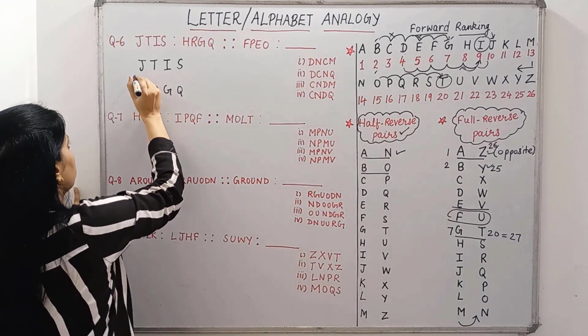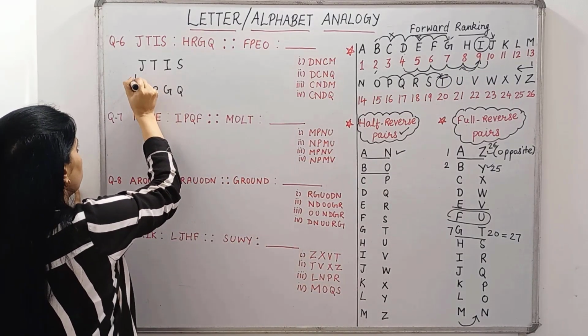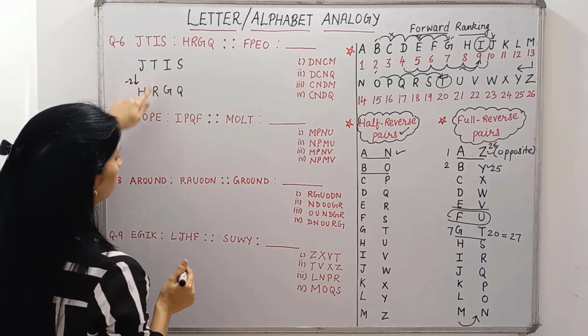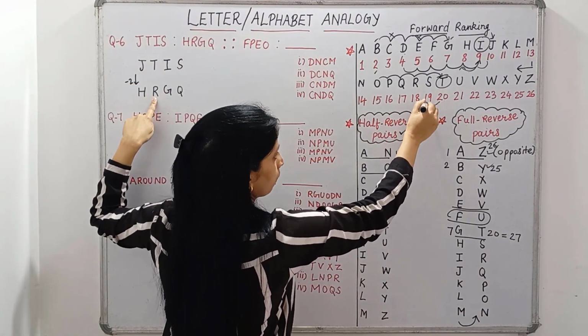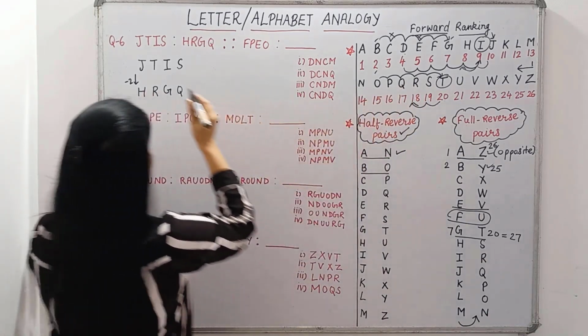So we can write -2. Now from T, it's T. How can we get R? Again by moving in the backward direction by 2 places. So -2.